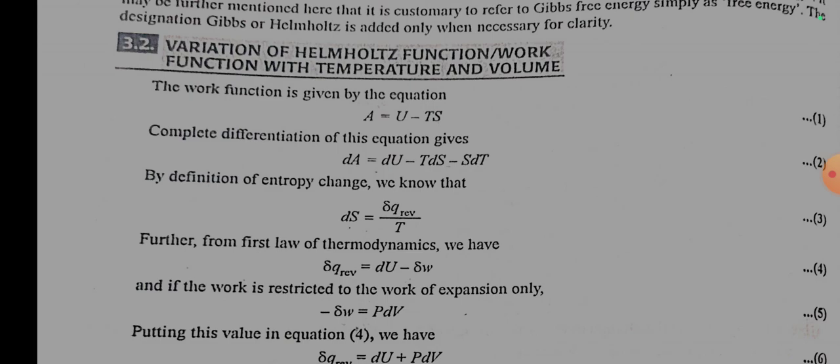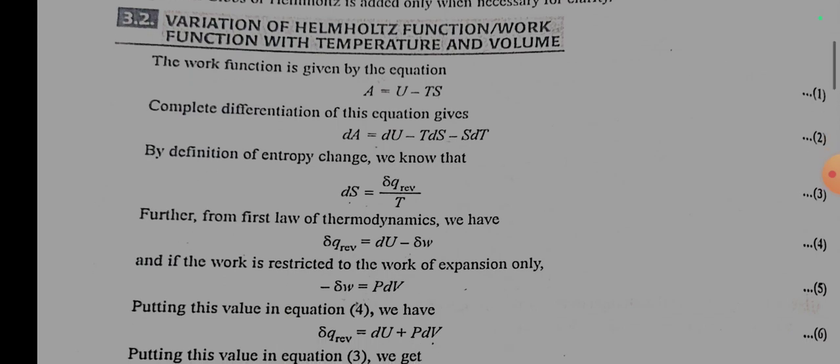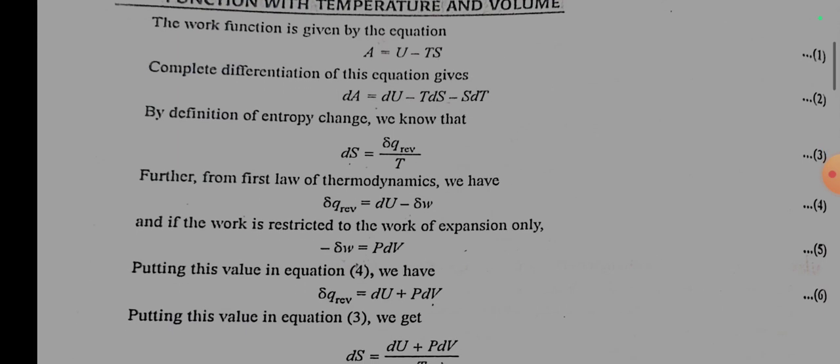Variation of Helmholtz function (work function) with temperature and volume. The work function is given by the equation A equals U minus TS. Complete differentiation of this equation gives dA equals dU minus TdS minus SdT.